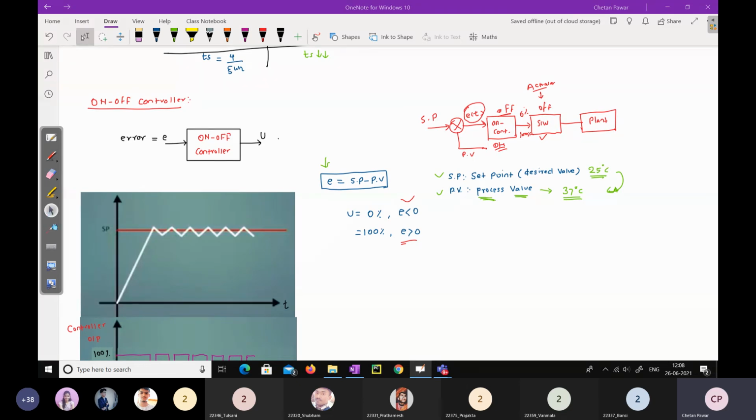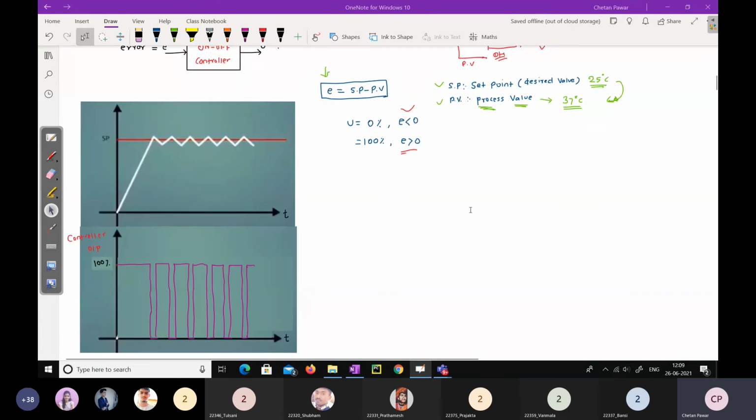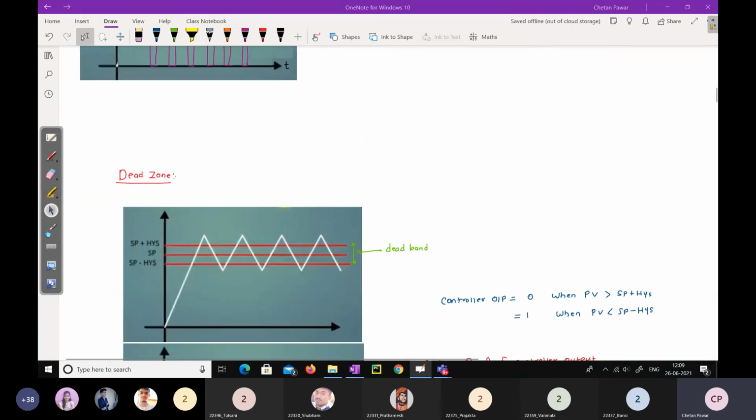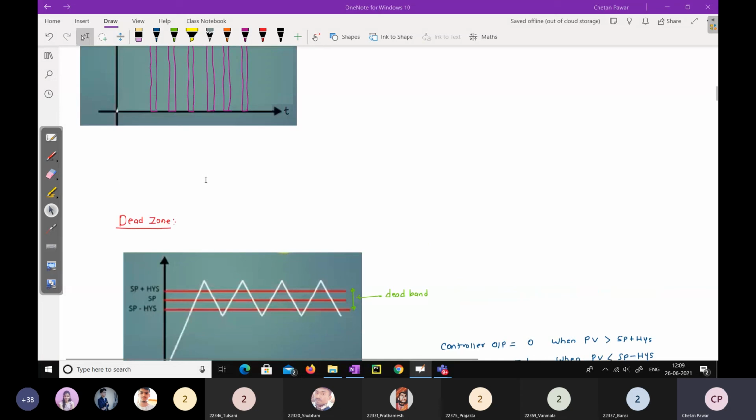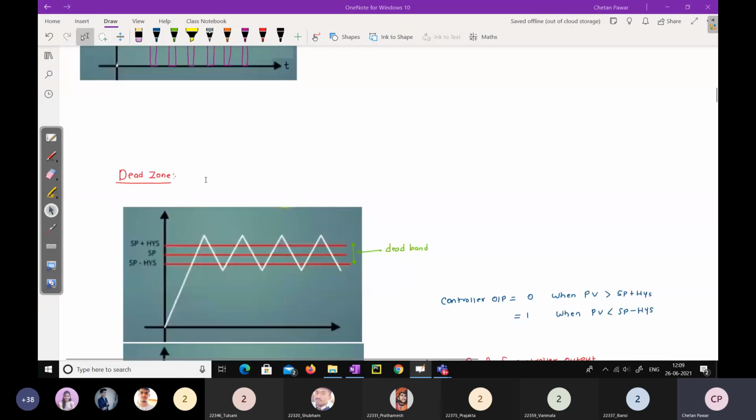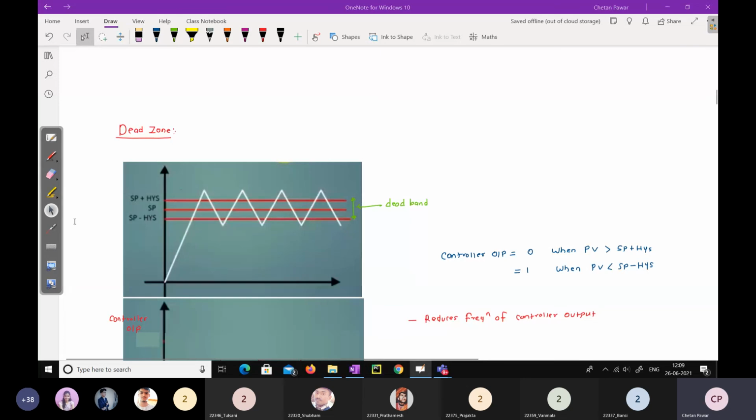So how will you eliminate this particular disadvantage? There is a concept called the dead zone concept, or dead band also they call it. What is meant by the dead zone concept? Instead of putting the threshold as one single value, the first level is set point minus hysteresis value. So there is a particular hysteresis threshold: set point minus hysteresis, then the set point line, and then set point plus hysteresis.